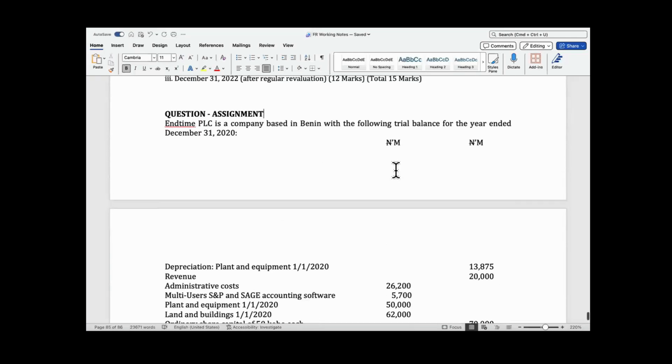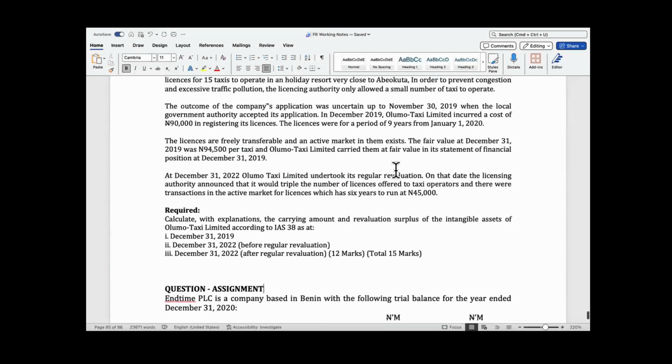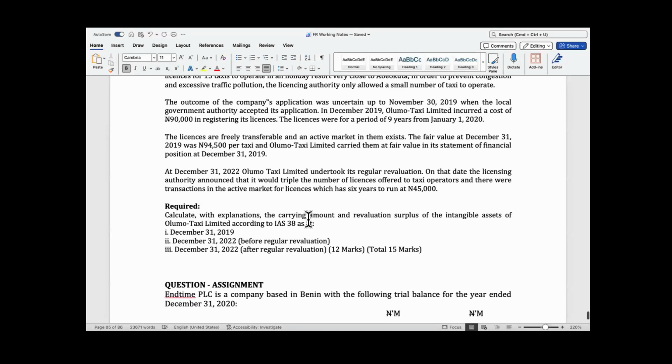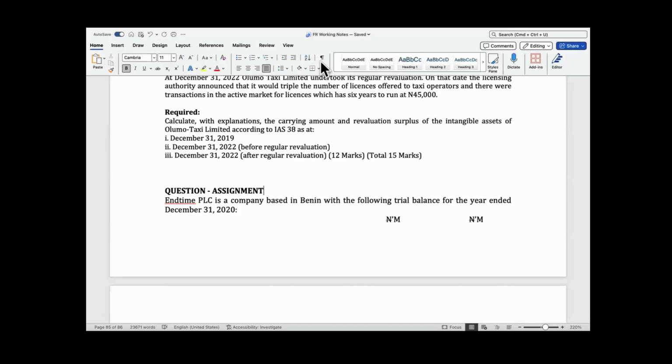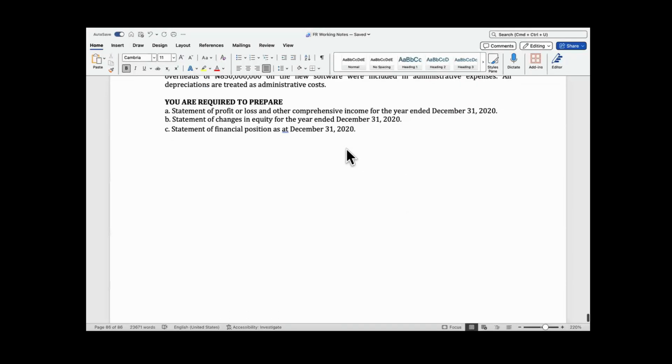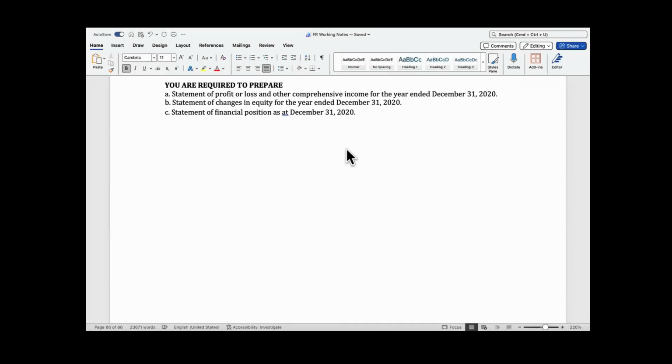Though this one, I might actually solve it when we come back. And I might not, depending on the number of people that have done it. If it's just few people that have done it, I won't do the solution. But if I see maybe 20 people have done it, I'll do the solution and show you. Otherwise, no solution until you do it.